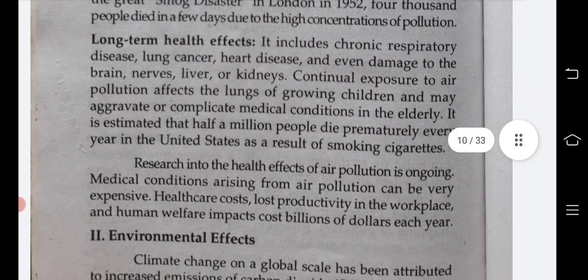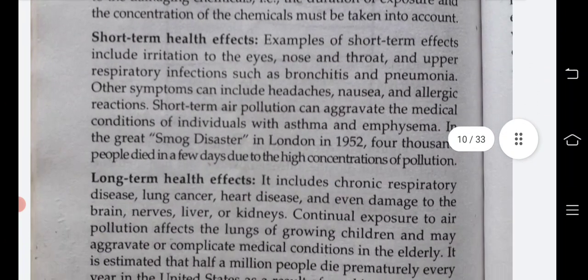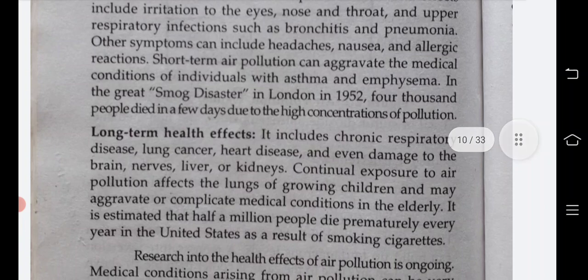Continued exposure to air pollution affects the lungs of growing children and may aggravate or complicate medical conditions in the elderly. It is estimated that 500,000 people die prematurely every year in the United States as a result of smoking cigarettes. So, health issues are divided into two. They are short term and long term. That we can write by your own.